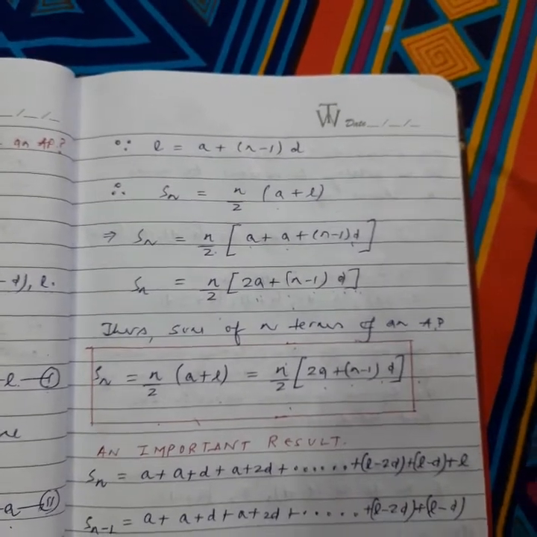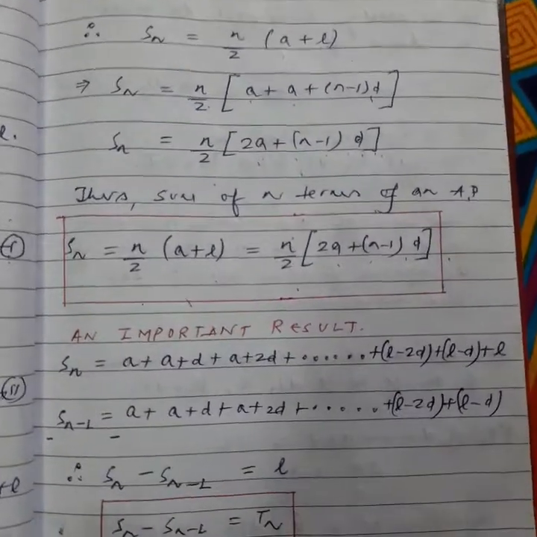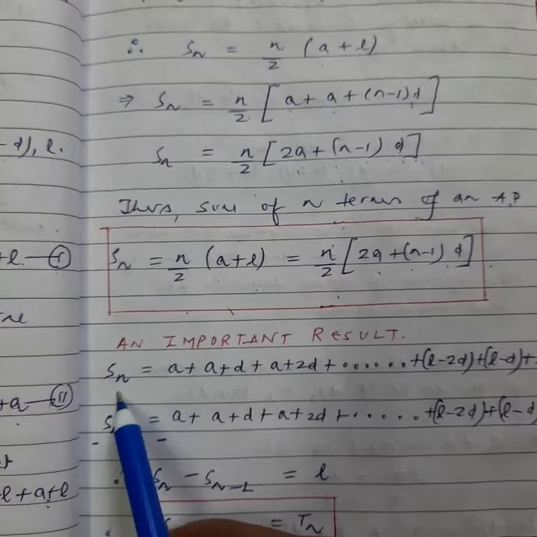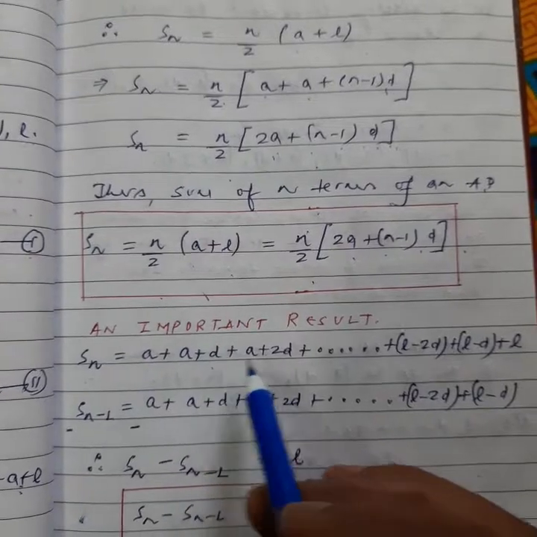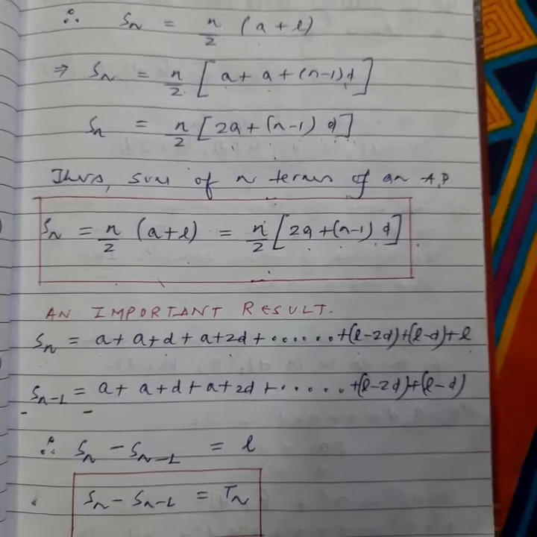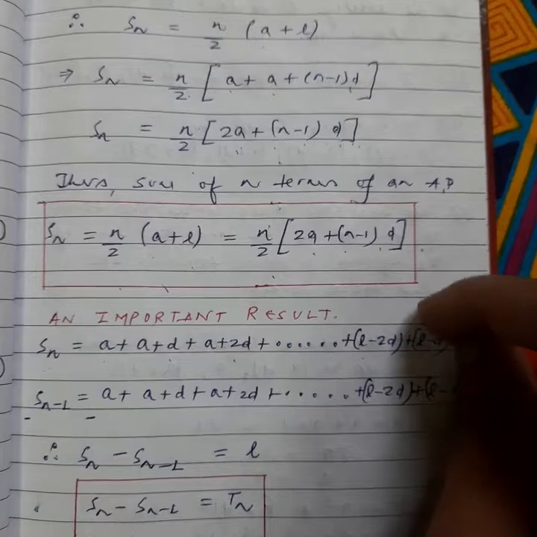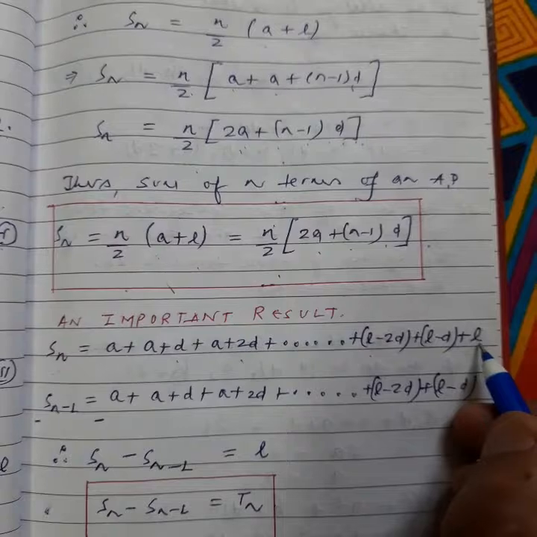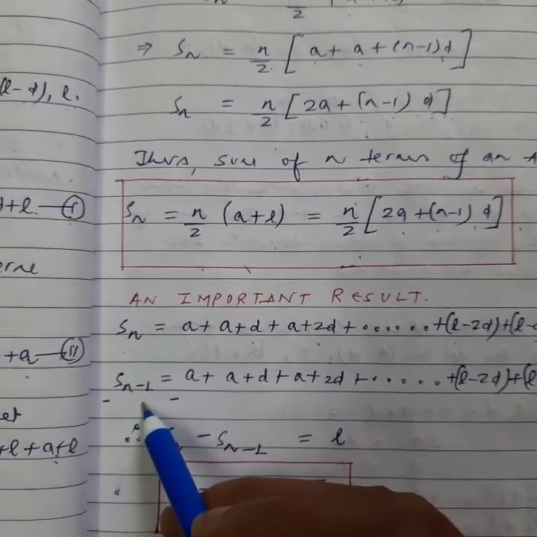Now from this we have one important result, that is very important. So pay attention here. Sn was done with the help of A, A plus D, A plus 2D and so on till L. Now suppose we leave this term L and we add only till L minus D. That means we are reducing one term. So this sum will be called Sn minus 1.